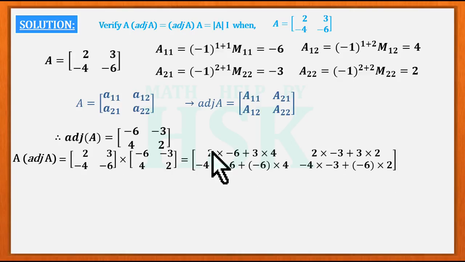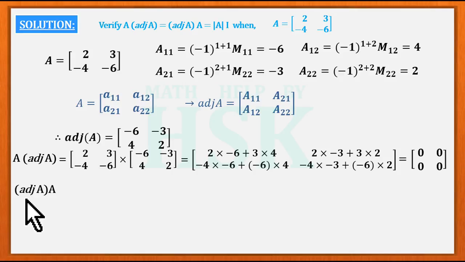So this will be equal to minus 12 plus 12, 0. This will be equal to minus 6 plus 6, 0. This will be equal to plus 24 minus 24, 0. This will be equal to plus 12 minus 12 equal to 0. So all the elements would be 0. So A into adjoint of A would be equal to a null matrix of order 2.